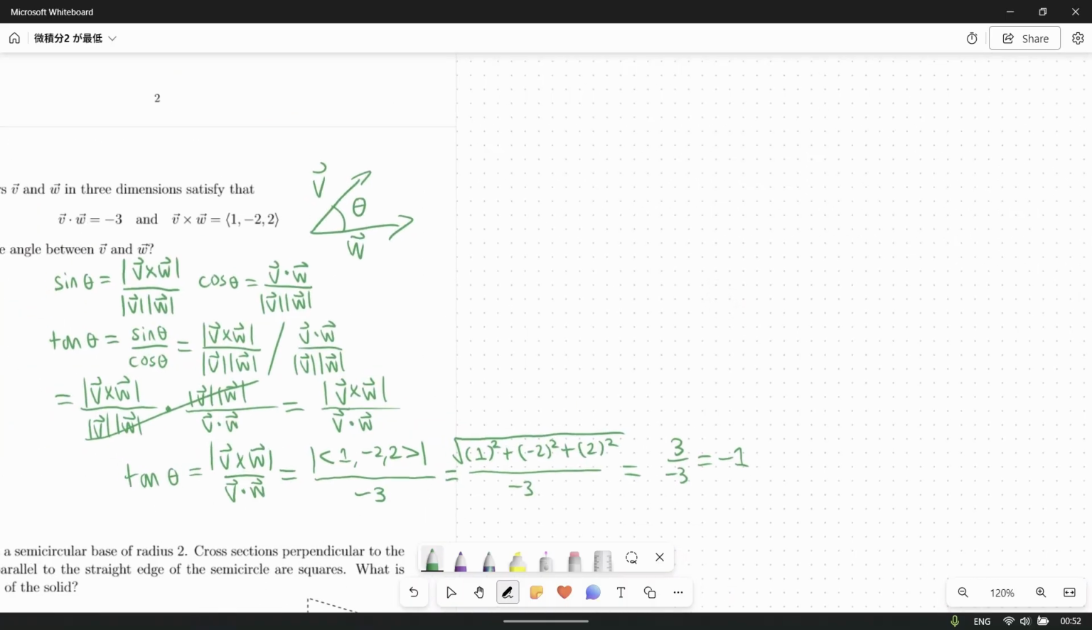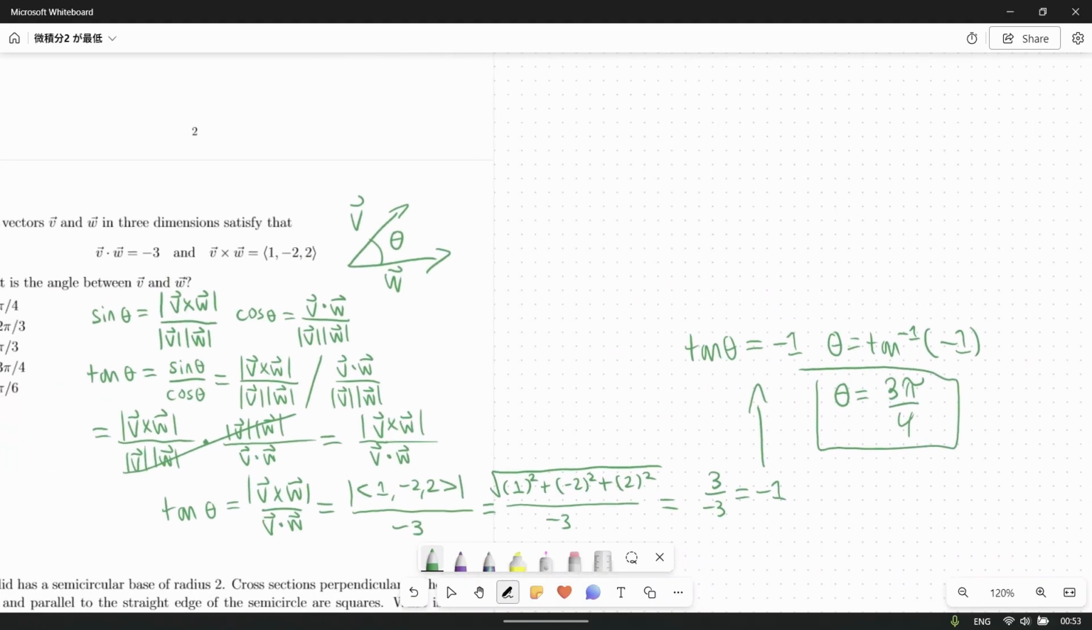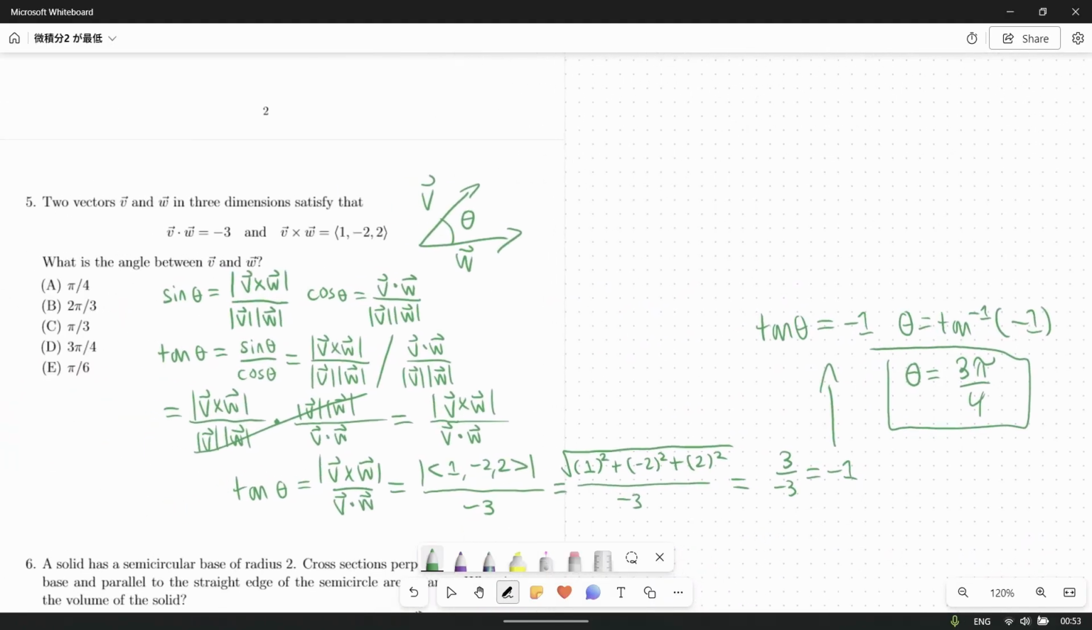And so now, moving back up here, we can say that tangent of theta is equal to -1. And then from here, we just have to take the tangent inverse and we'll have theta. Since tangent of theta is -1, theta is equal to the tangent inverse of -1. And if you remember the properties of your unit circle, you'll find that theta is going to be equal to 3 pi over 4. And this is going to be the angle between these two vectors. And so as a result, the answer to this question is going to be D.